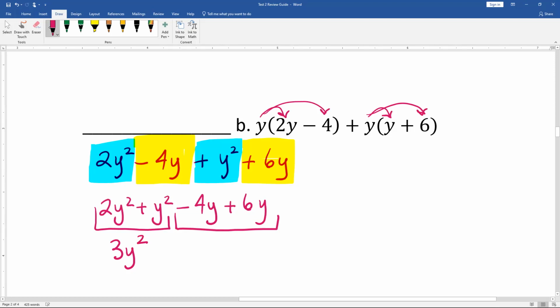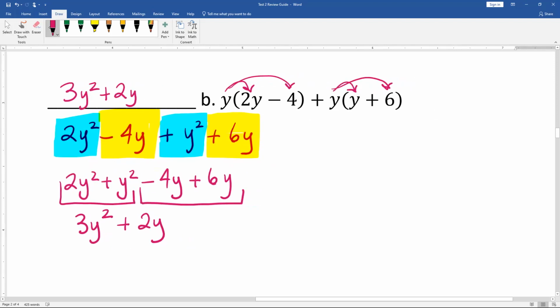Negative or positive? Right, the 4 is smaller. So our final answer is 3y squared plus 2y. So you only look at the variables and exponents when you are determining what your like terms are and what you can combine. After that, you ignore the variables and their exponents and you just combine their coefficients.